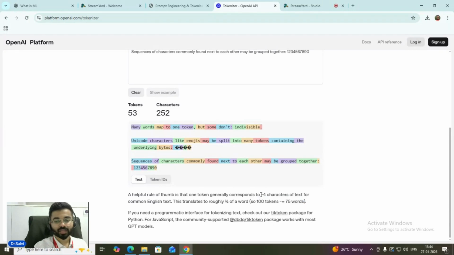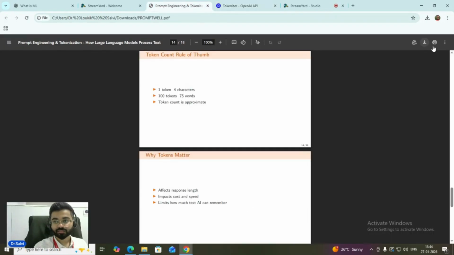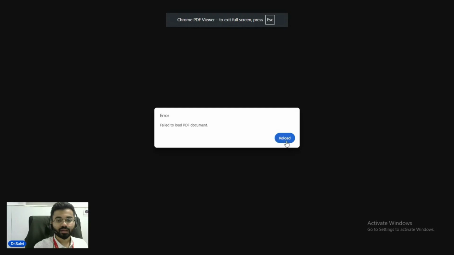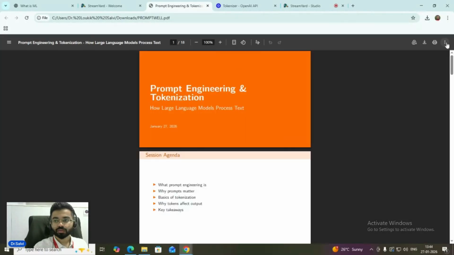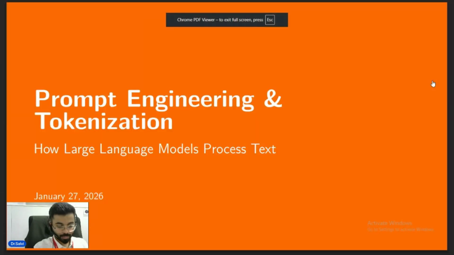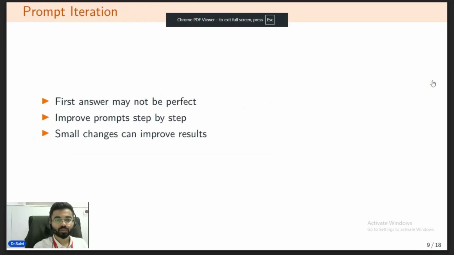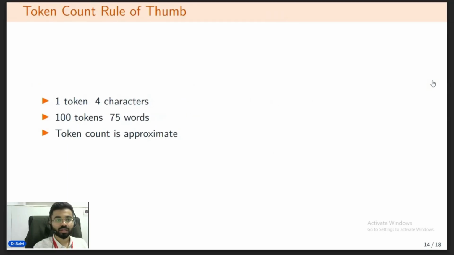So this is just an approximation, and those tokens will not only consist of letters, but will also consist of spaces and other characters. Let me take you back to that particular slide that we were on. Yeah, so these tokens are taken into an approximate count.